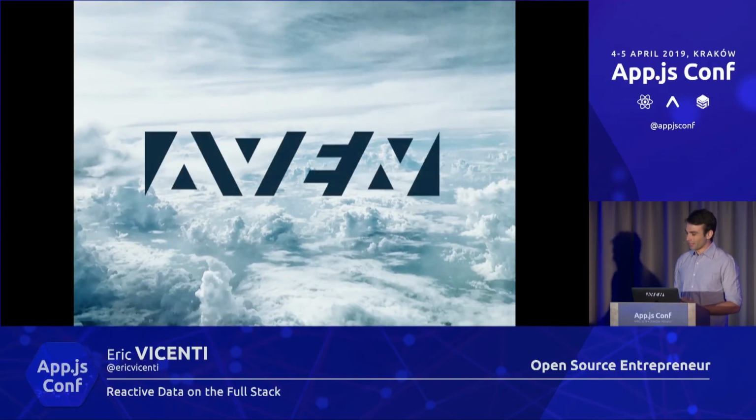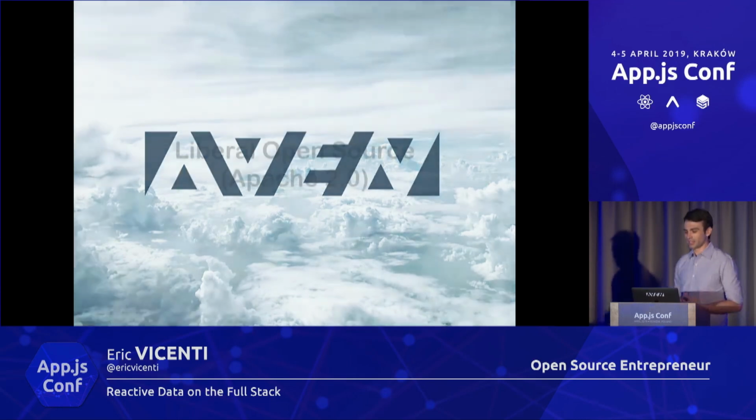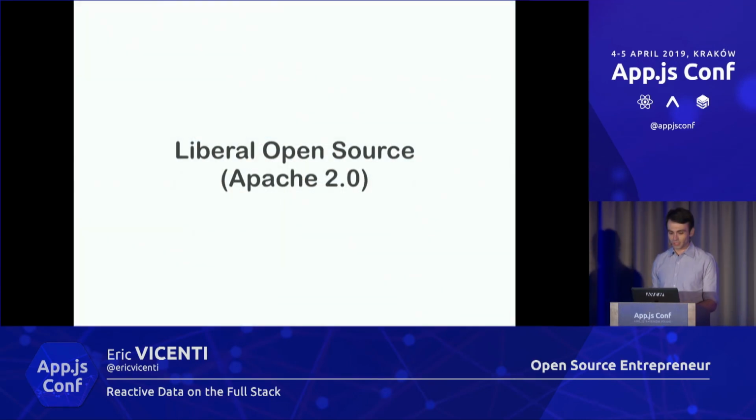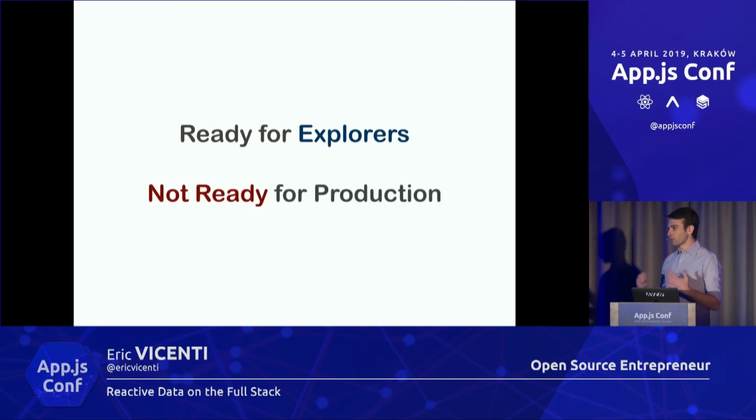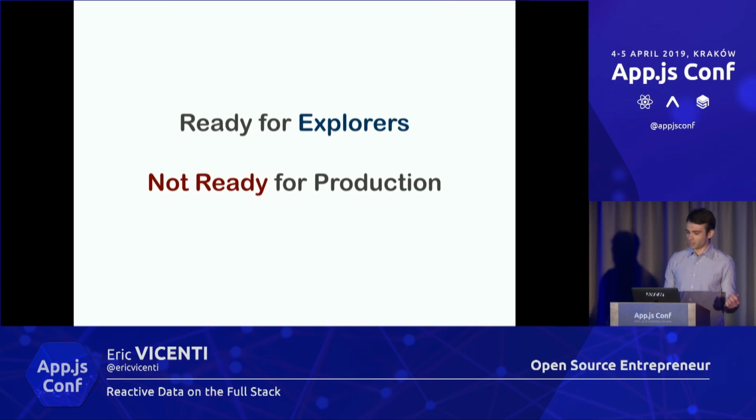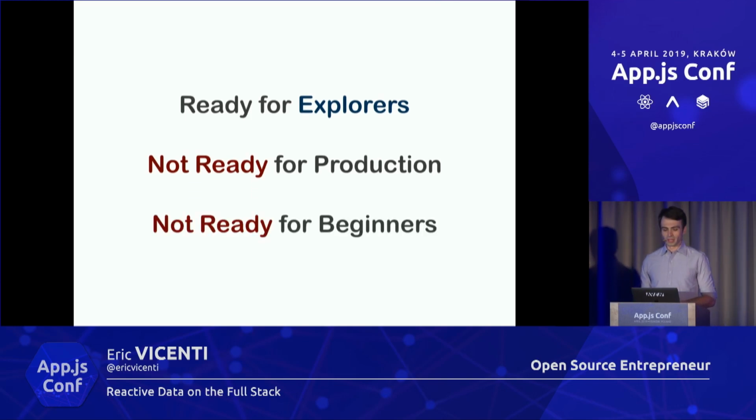I call this project Avencloud, and this is going to be launched today, as you can see, under the liberal open source Apache 2 license. And it's ready for explorers. I'm ready for people to come give it a try, open some issues, hopefully send in some pull requests. It's not quite ready for production. I'm going to be putting it into production in the next couple of months. And it's not quite ready for beginners, but both of these things are goals.